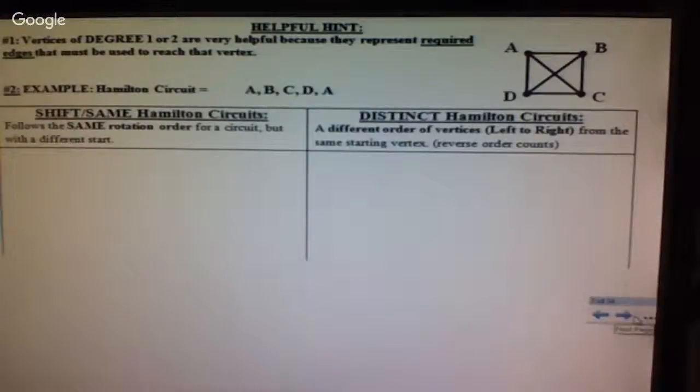So what we want to do with this is you need to be able to come up with distinct Hamilton circuits. We're going to come up with different ways that I can start at A and get back to A that is different than any other way we've tried. So here's your first one. I can start at A, travel to B, travel to C, travel to D, and go back to A. Can you find me another way to leave A and get back there?